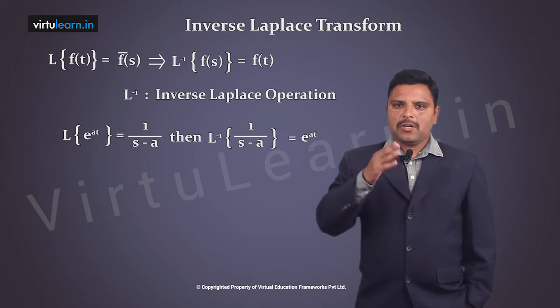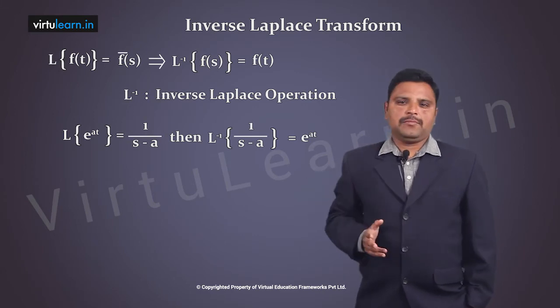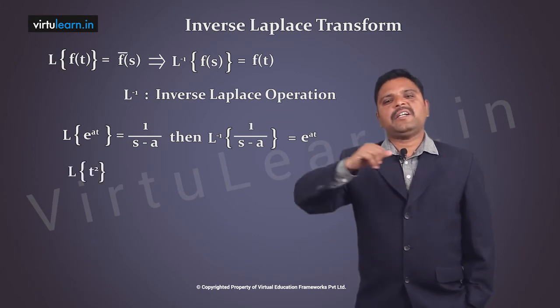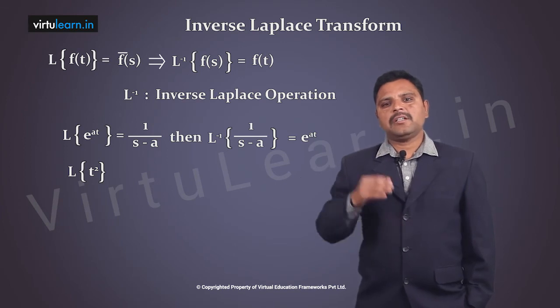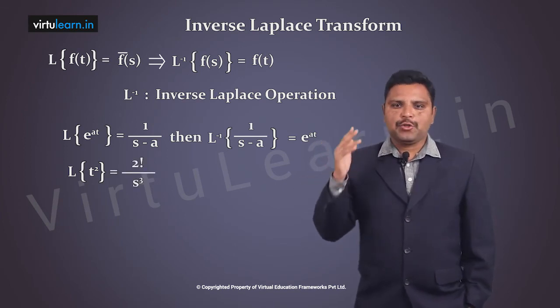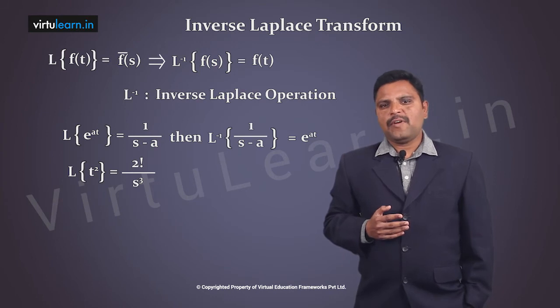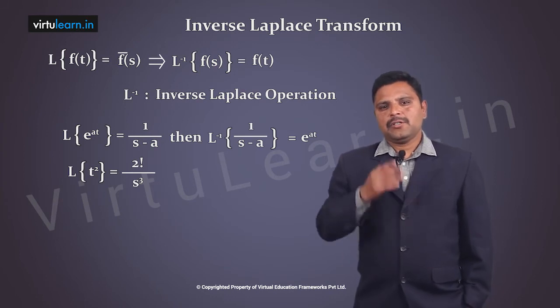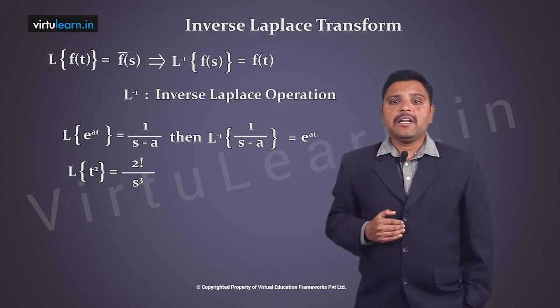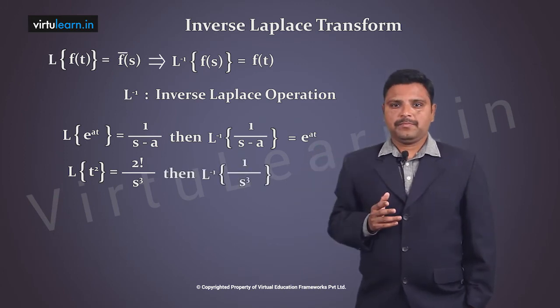Means you got the point here very clearly. We are sending L to that side, and it becomes L inverse. Inverse Laplace transform of 1 by s minus a equal to e power at. Like this. Now another example. Laplace transform of t square. What is the answer? 2 factorial by s cube. 2 factorial by s cube means you send L that side. L inverse of 1 by s cube.